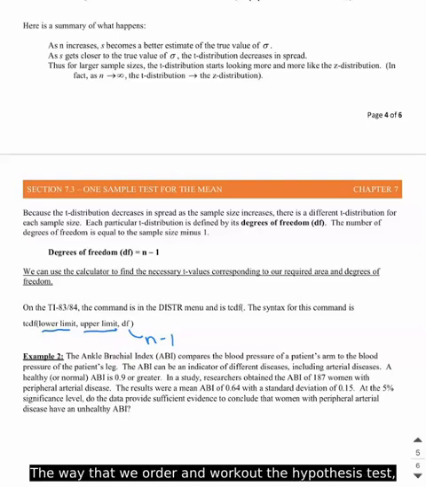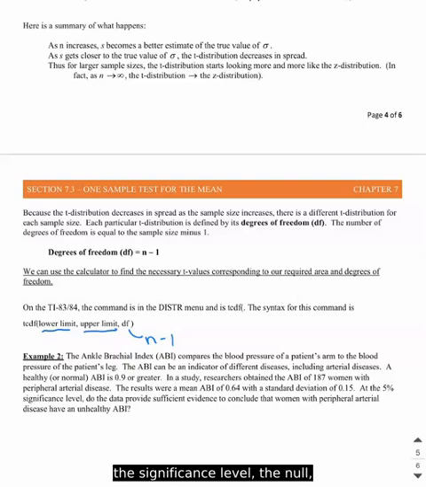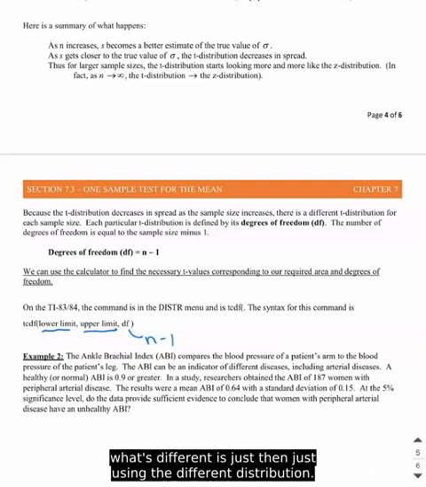The way that we order and work out the hypothesis test, the significance level, the null, the alternative, that's all going to be the same. What's different is just using the different distribution.